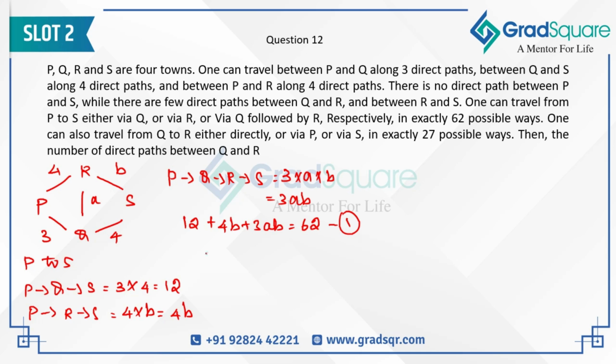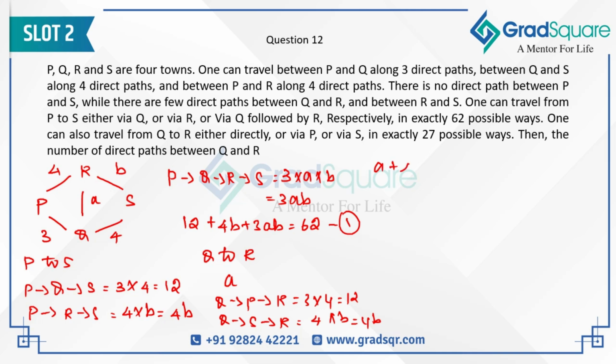Now next, travel is from Q to R. Either it can go directly. Directly means what? Q to R directly is A. Or from Q to P and then from P to R, which is going to be 3 into 4, which is 12. Or from Q to S and then to R, which is going to be 4 into B, 4B. And now the total number of ways will be A plus 4B plus 12, and that should be equal to 27 according to the question.